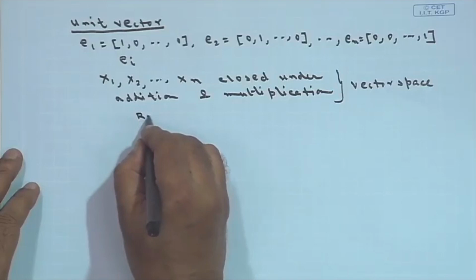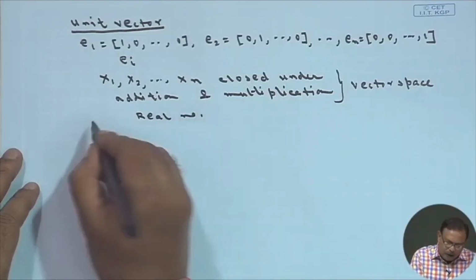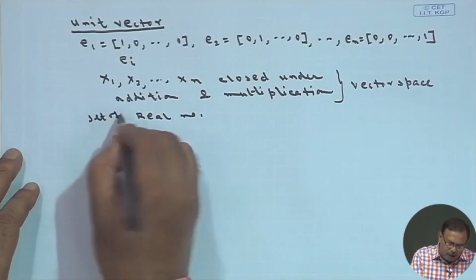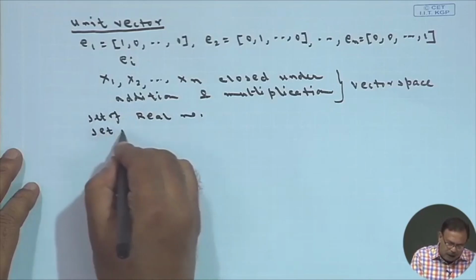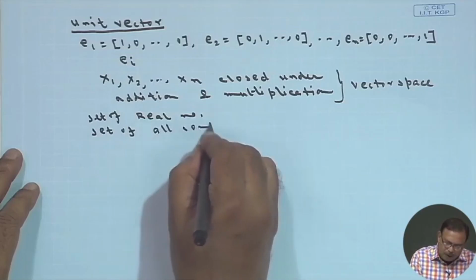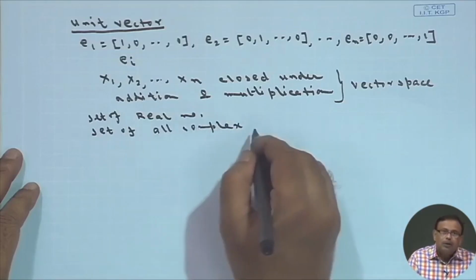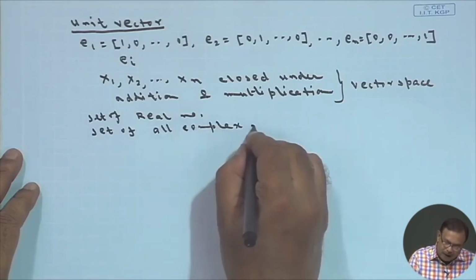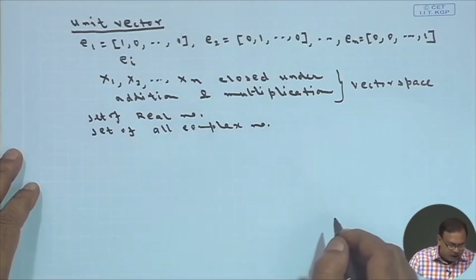As an example, if you take the set of all real numbers or the set of all complex numbers, they will form a vector space. So, the set of all real numbers, similarly the set of all complex numbers, they will form a vector space.